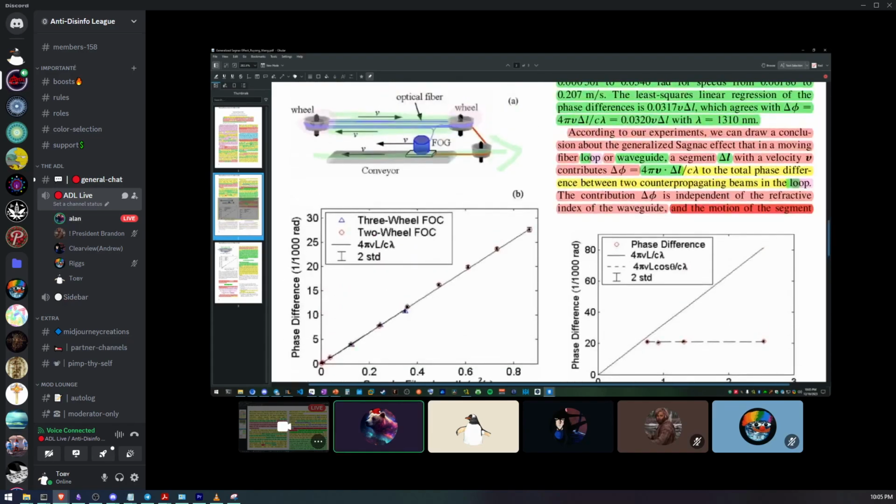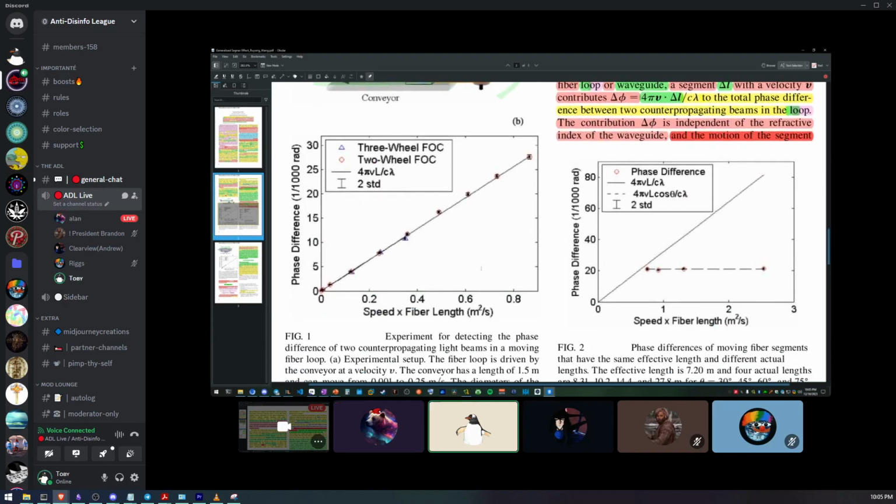Oh wait, why is this cut off? And segment. It's on the next page. Oh, it's right here. Okay, this is for the diagram. Let me hold on one second. Let me get that in there. Okay.